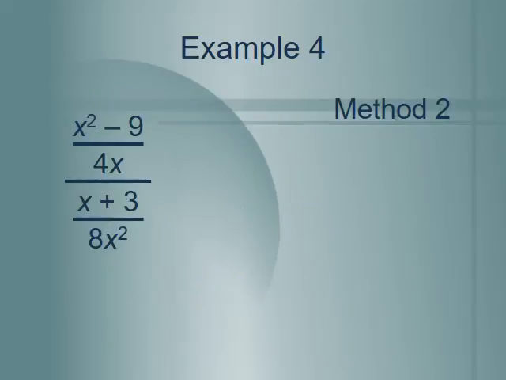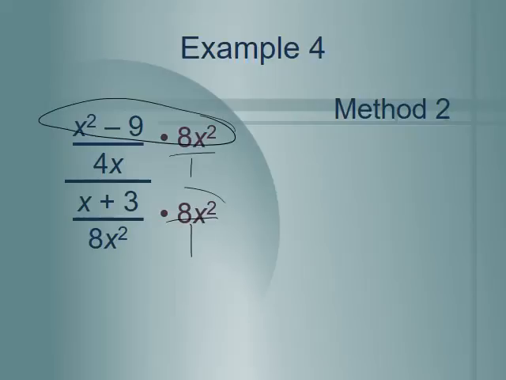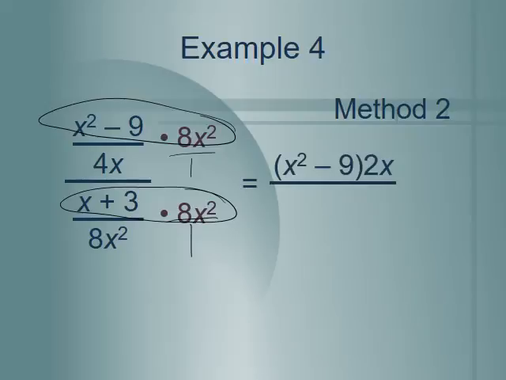Now when we look at that same problem using the second method, we're going to multiply by our common denominator. Our common denominator in this case is 8x squared. Now remember, when we multiply, we're saying 8x squared over 1. So we're actually multiplying this stuff. And it looks like this.